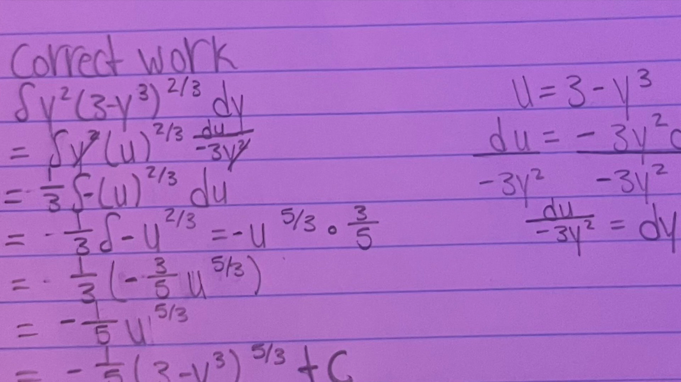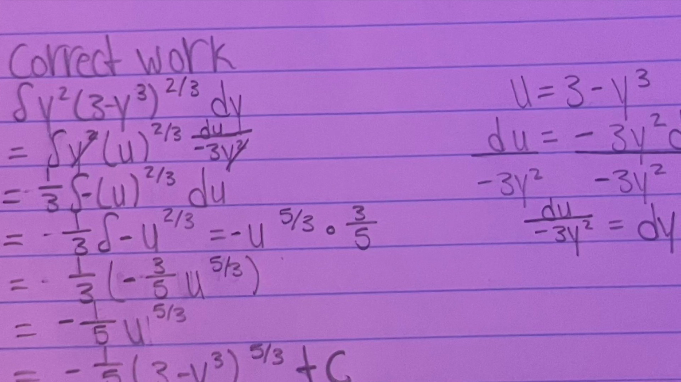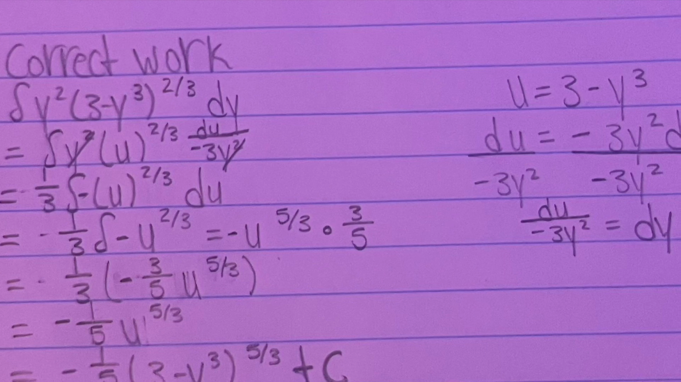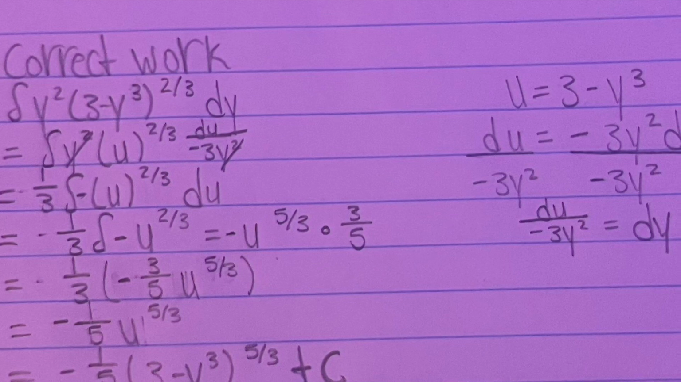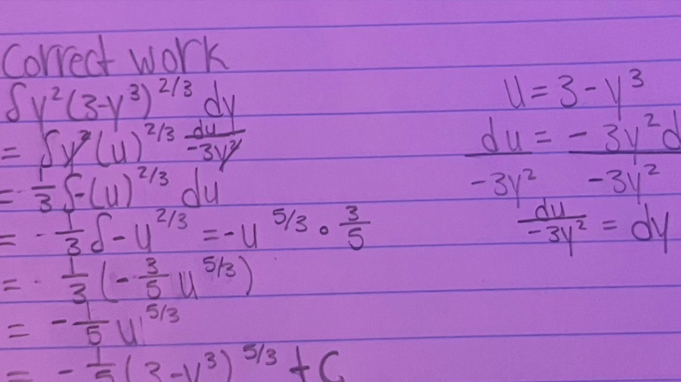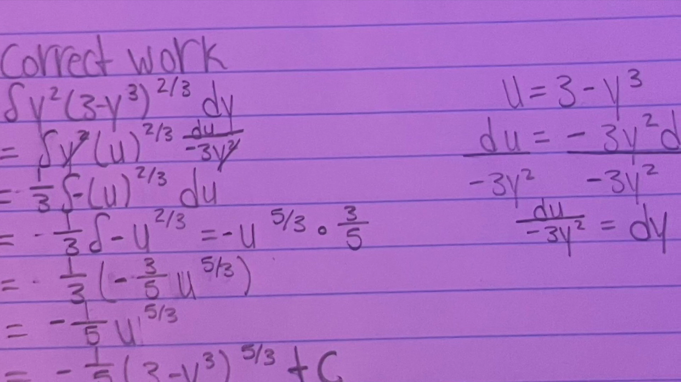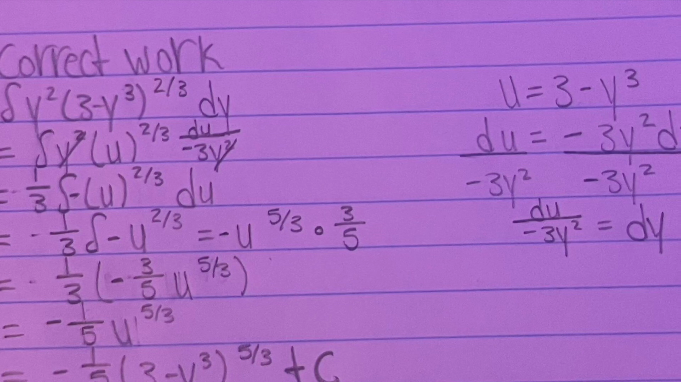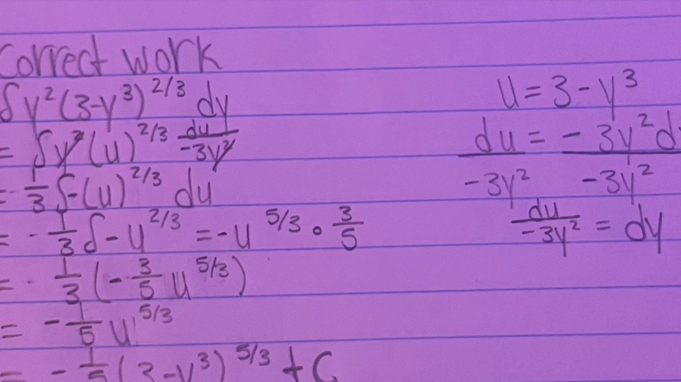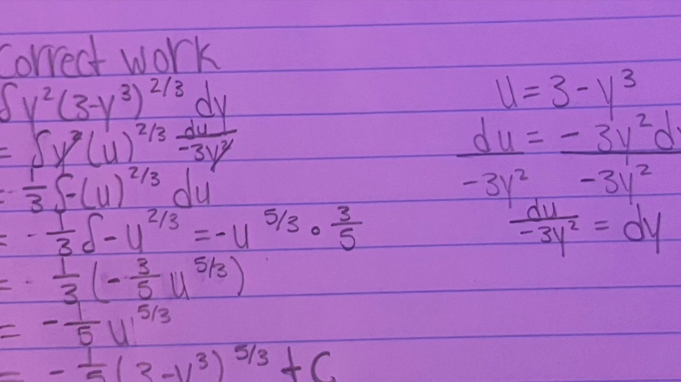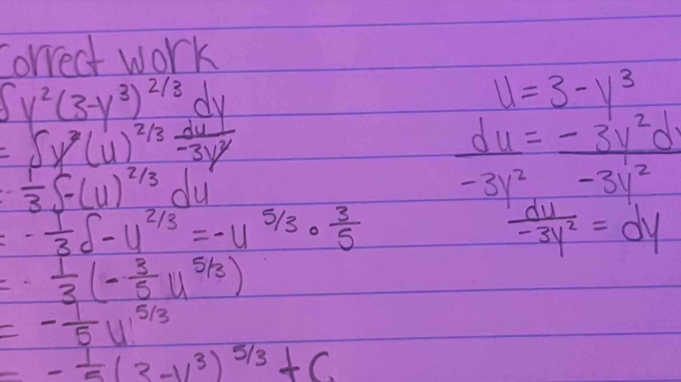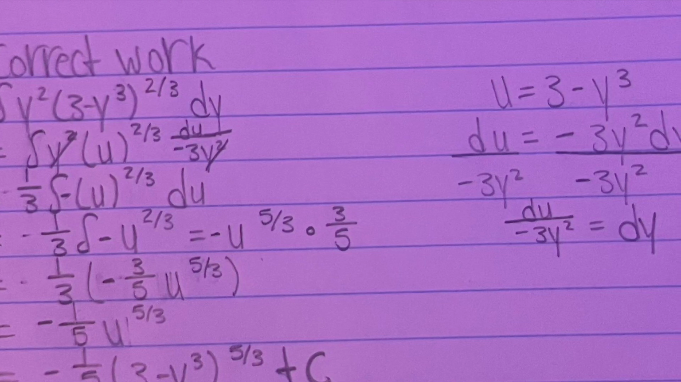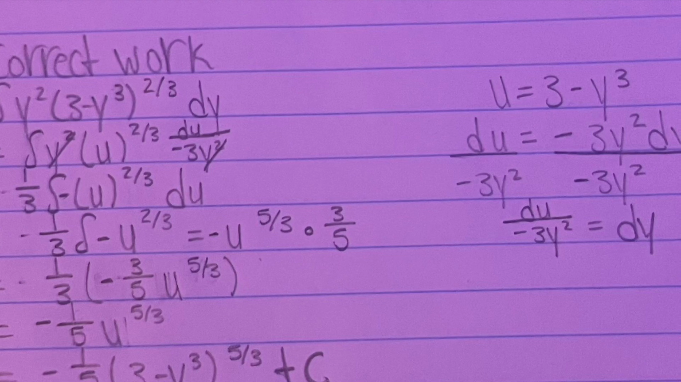Afterwards, you want to find the derivative of that value, 3 minus y to the third power, which will be negative 3y squared. So now du will be equal to negative 3y squared times dy. And now we want to get dy by itself, so you would divide by negative 3y squared on both sides. And then dy will equal du over negative 3y squared.